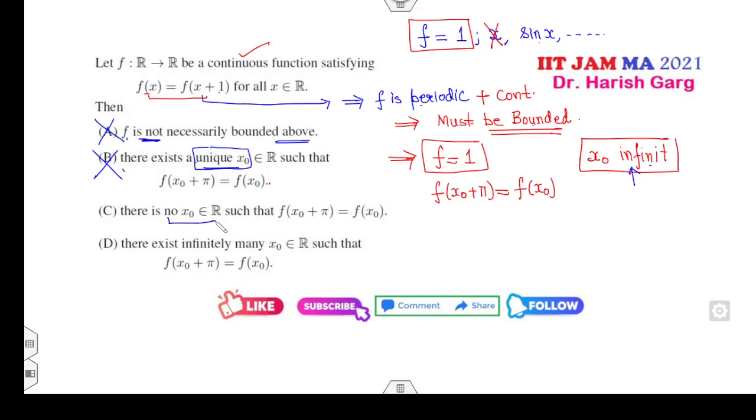There is no x naught such that f of x naught plus pi is equal to f of x naught. That's wrong because you can choose x naught as 2. What is the value of f of 2 plus pi for this function 1? And what is the value of f of 2? Again 1. So there is such an x naught, infinitely many values. Yes, the right answer of the problem is D.